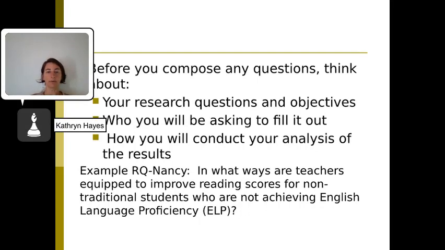And of course, before you compose questions, think about your research questions, who you'll be asking to fill it out, and how you will conduct your analysis of the results. So for example, Nancy's research question from at least last summer's class is the following. In what ways are teachers equipped to improve reading scores for non-traditional students who are not achieving English language proficiency?